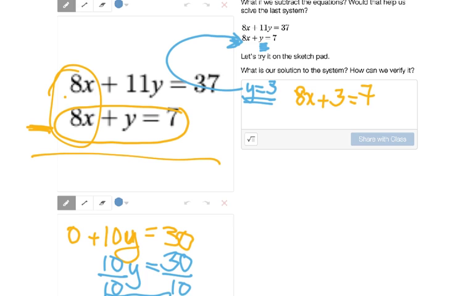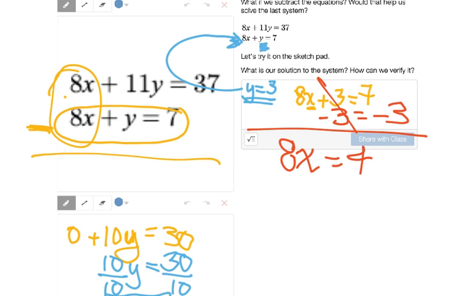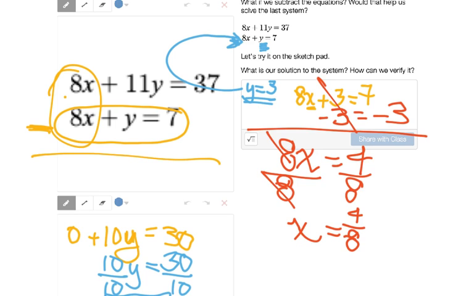Remember what I want to do is I want to find the value of x. So in order for me to do that, I need to subtract 3 from both sides. When I subtract 3 from both sides, I've got that 8x is equal to 4. Now what do I do? Divide both sides by 8. 8 divided by 8 gives me 1x. Therefore, x is equal to 4 over 8. And I can simplify that by dividing 4 divided by 8, which would be 1/2 or 0.5.